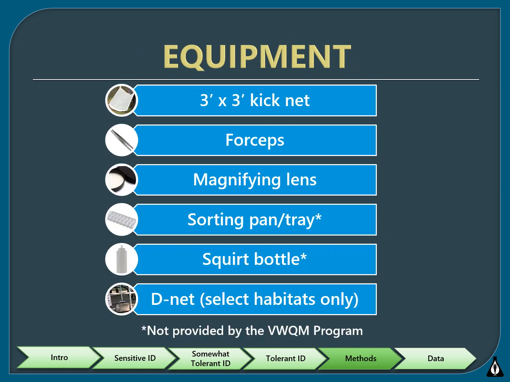The Missouri Stream Team program provides a kick net, forceps, and magnifying lenses for biological monitoring. A monitor will need to supply their own sorting tray. It's recommended to use 1 or 2 white ice cube trays to easily sort and view invertebrates. A squirt bottle is also helpful for warm or sunny days to help keep the net wet while picking invertebrates.